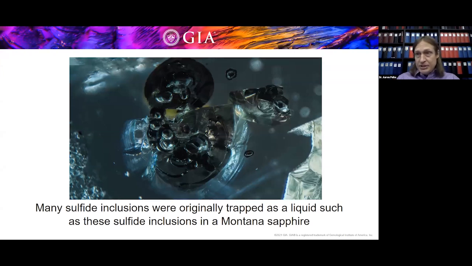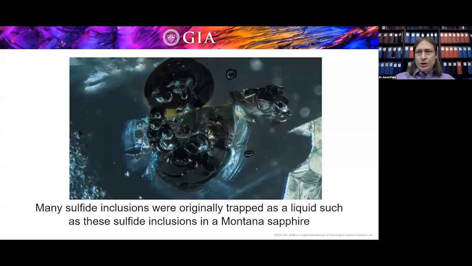This is another example from Montana. So these are some sulfide inclusions. You see them, they have this sort of geometric shape that indicates that they might be negative crystals. They also have this decrepitation halo around them where the sulfide inclusion kind of burst out into the corundum host and filled that fracture with this black material.